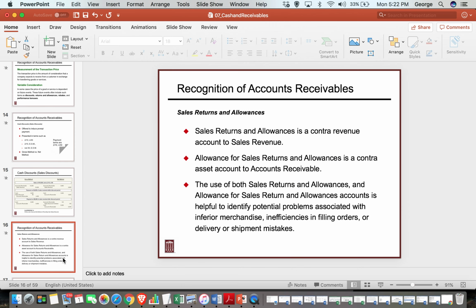All right, recognition of AR, sales returns and allowances. So sales returns and allowances is a contra account, which means it has a debit balance. Right? It's a contra account to sales revenue.